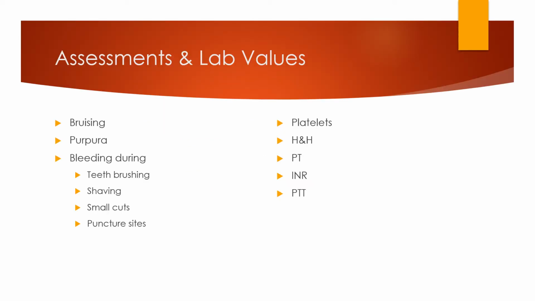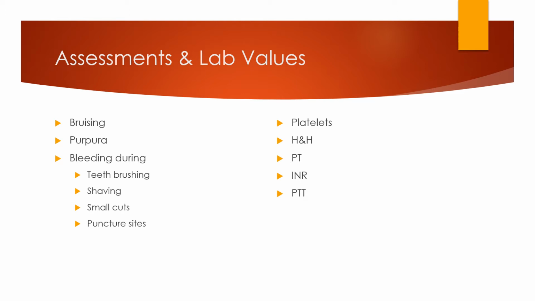Looking at assessment and lab values on a patient who has an increased risk of bleeding, obviously the first assessment we're going to see is bruising. If a patient has an increased amount of bruising, or if a patient bruises very easily, that contributes to the possibility of them having bleeding occurring.